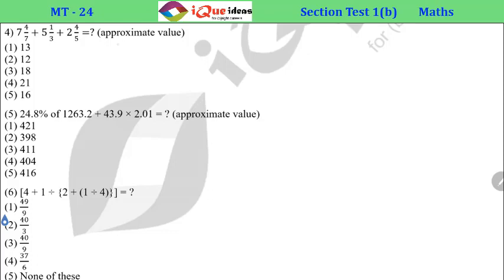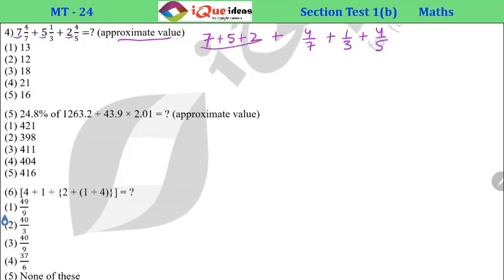Now the fourth question, they want the approximate value. So what we can do is, these values are very simple. So let's do one thing. Let's separate the integer part from all of them. So we can take them as 7 plus 5 plus 2. Okay, plus the fraction part separately. So 4 by 7 plus 1 by 3 plus 4 by 5.